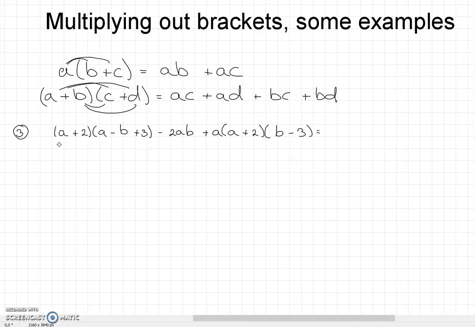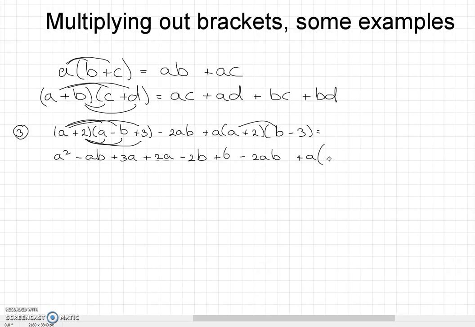Third example. First you multiply out these brackets. a times a is a squared. a times negative b is minus ab. a times 3 plus 3a. 2 times a plus 2a. 2 times negative b minus 2b. 2 times 3 plus 6. Next term, minus 2ab. Then, plus a. We copy the plus a first and then we multiply out these brackets before multiplying with a.